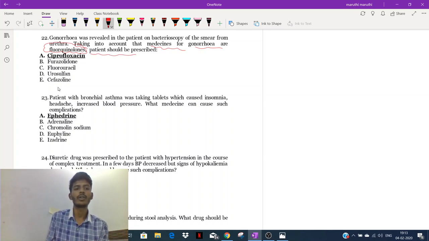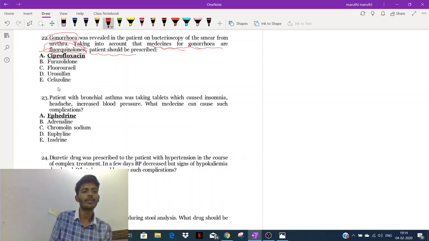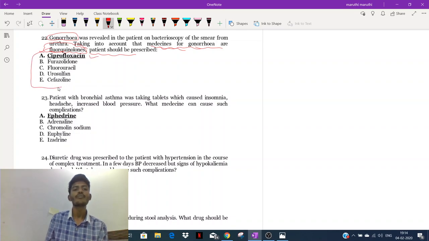Usually, gonorrhea treatment will be our penicillins only. But since they have given this statement in the question saying that medicines for gonorrhea are fluoroquinolones, you need to mark a fluoroquinolone. So among the given options, which of the following is a fluoroquinolone? That will be our ciprofloxacin, right? So let's discuss a little bit about the fluoroquinolones.